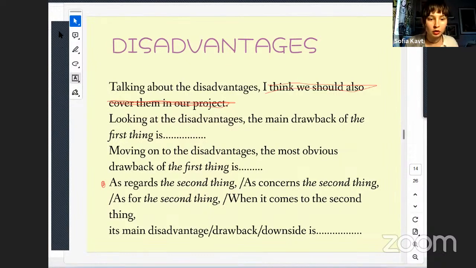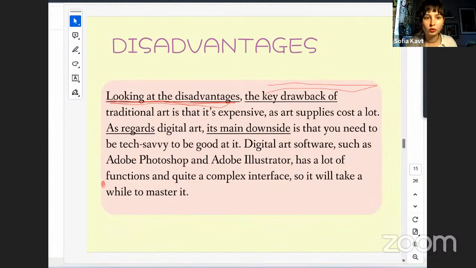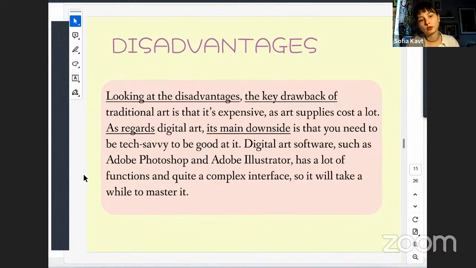Okay, so here's my model answer. Let's take a look. Okay, I should have raised this, yeah? So here's what I wrote anyways.